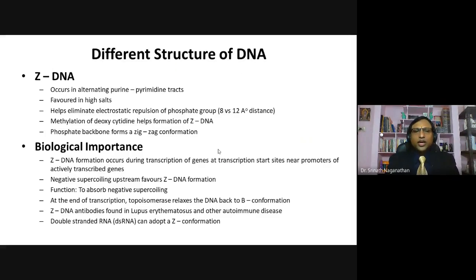So the different structures of DNA. The first structure we are going to see apart from B-DNA is Z-DNA. It occurs in alternating purine and pyrimidine tracts and is favored in high salts. This usually occurs during the replication process, because at that time the enzymes act and start to unwind the DNA. So at that time it can form the Z-DNA conformation. It helps eliminate the electrostatic repulsion of the phosphate groups, that is 8 versus 12 Angstrom distance. Methylation of deoxycytidine helps in the formation of Z-DNA.